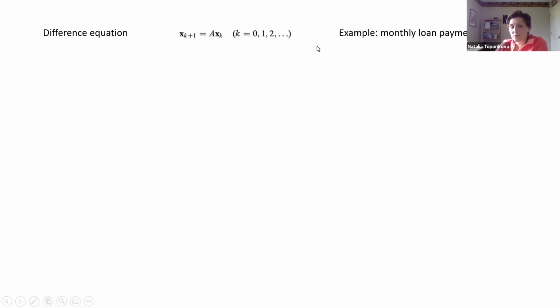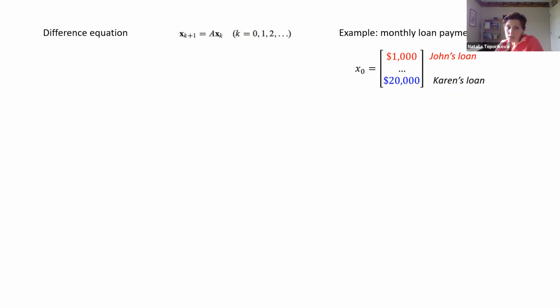For example, this vector can be the vector of monthly loan payments for a bank. The vector x0 can contain the loans of all the bank customers. The first one can be John's loan, the last one can be Karen's loan, and there can be thousands of people in between. For the next month, we multiply this vector by the matrix A, which will contain the conditions of the loans, the previous payments, the missed payments, all this important information. And we will get the amount which John or Karen still owe to the bank for month 1.